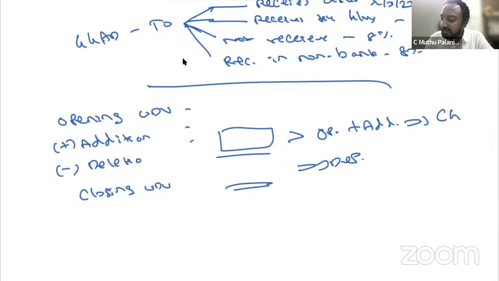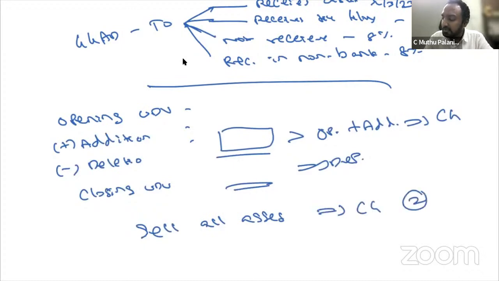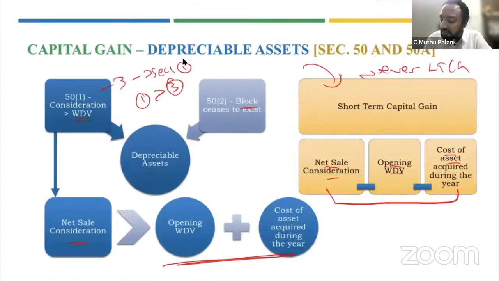Second situation, sell all assets in block. So that is also capital gain. These are the two situations where I will raise capital gain. So that's what we are saying here. First situation is consideration greater than WDV, where my net sale consideration is more than opening WDV plus cost of asset acquired during the year.